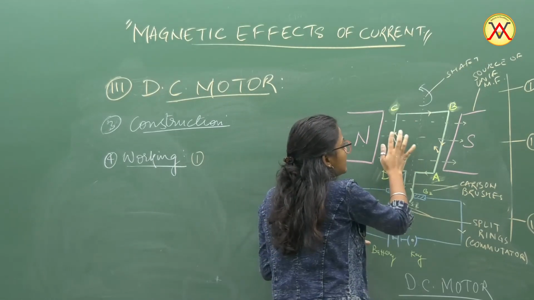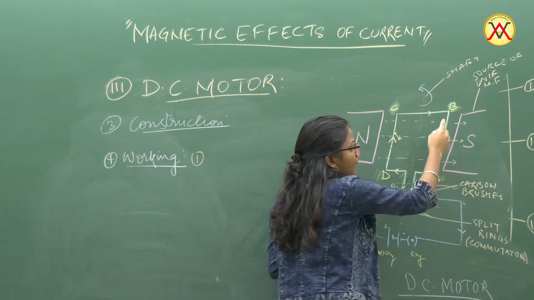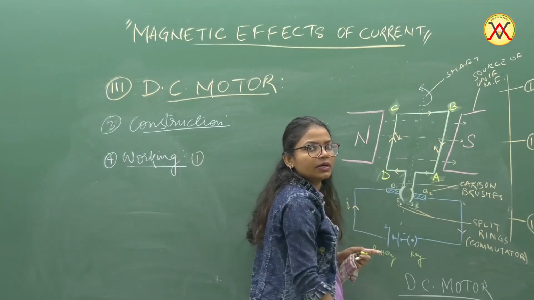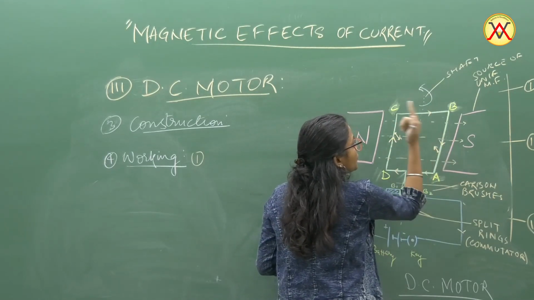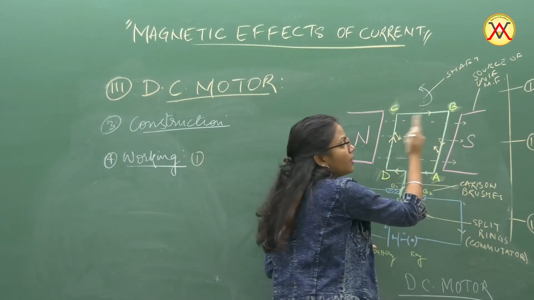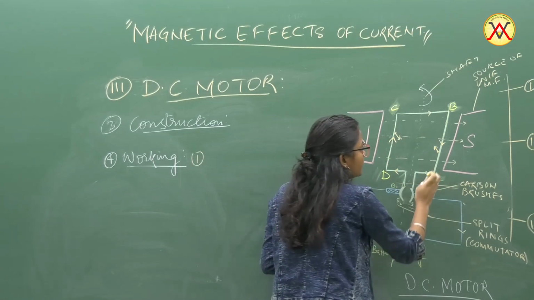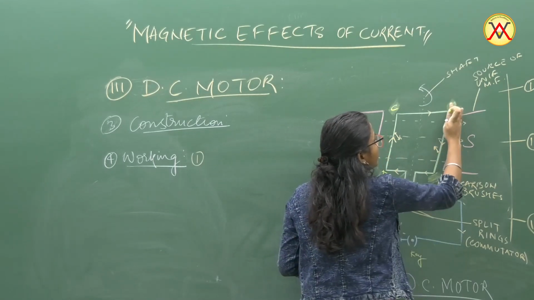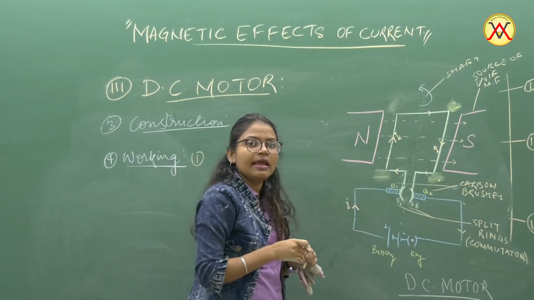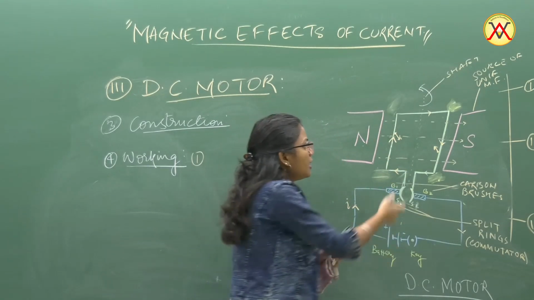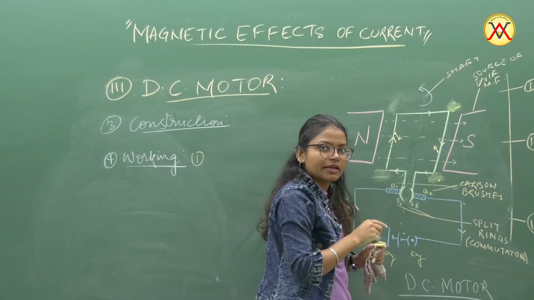So again CD arm now will be forced to go inward direction and AB arm will be forced to come in the forward direction. This will cause our coil to rotate continuously in our anti-clockwise direction only. This is basically the working of our DC motor. After that, in the last point you need to write down, as the steps repeat, our coil continues to rotate in the anti-clockwise direction only.